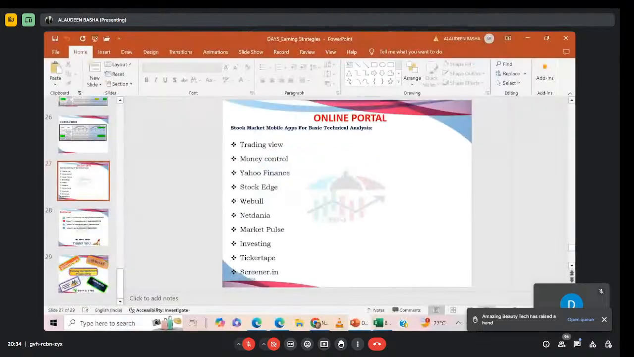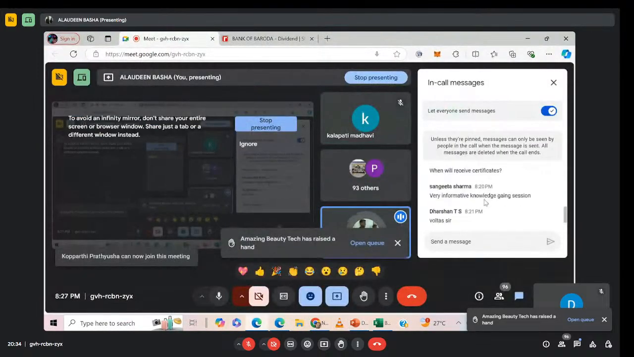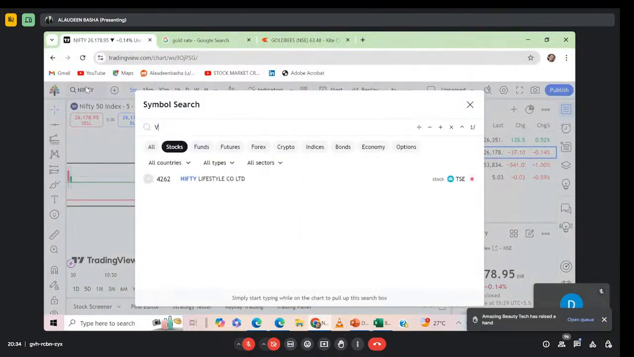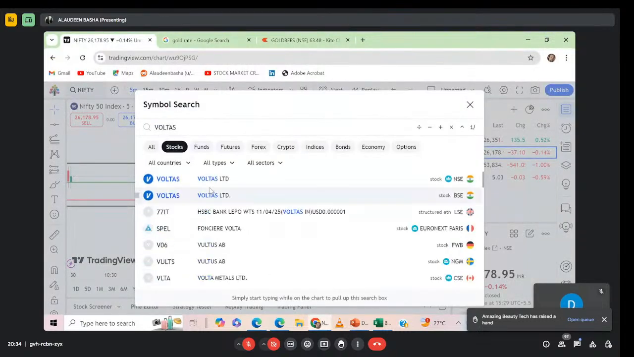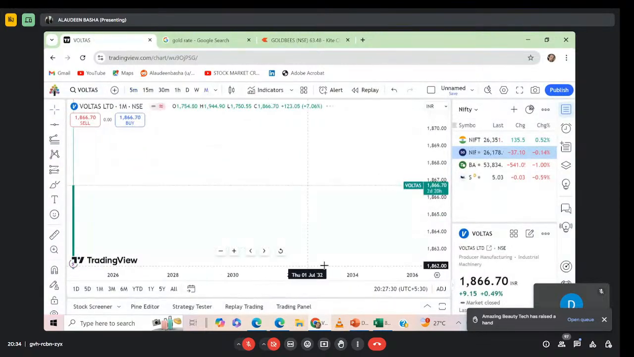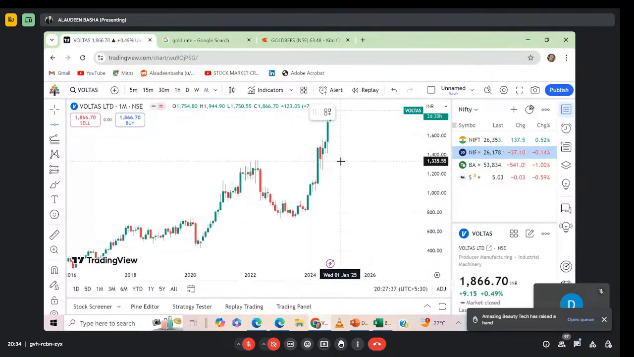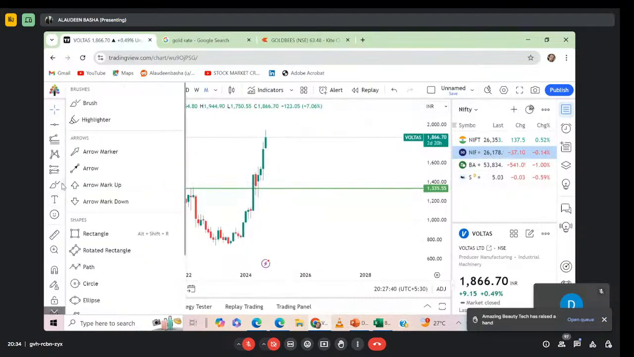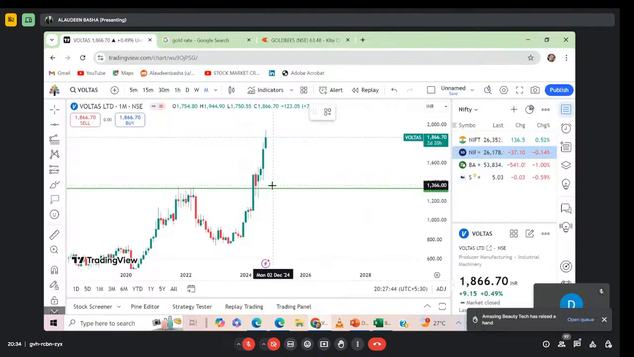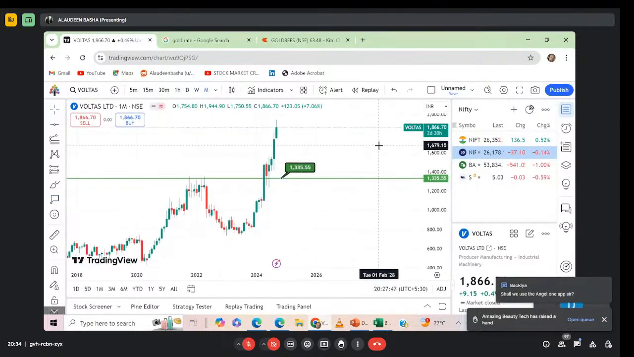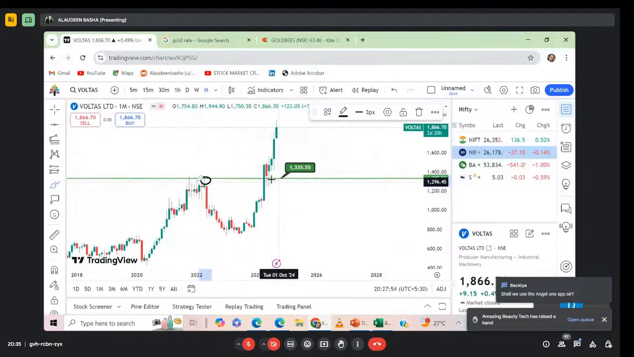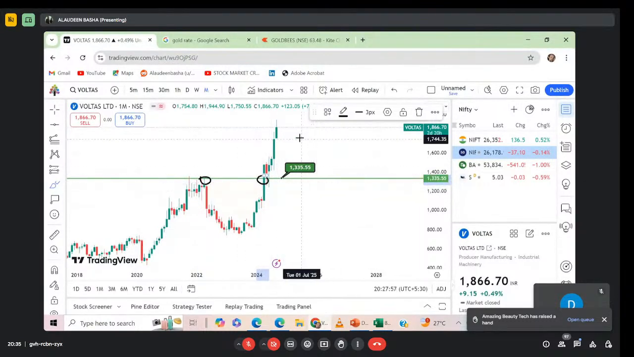Some of the members asked about Voltas and Ether. Okay, we'll check. Voltas is a very good stock. Voltas has broken the previous high, so just wait for the retracement. Once it reaches 1,300 to 1,350, it's a great opportunity to buy in Voltas because it also broke the 2 years high. It's a double top. Once it retraces, you can go for buy.